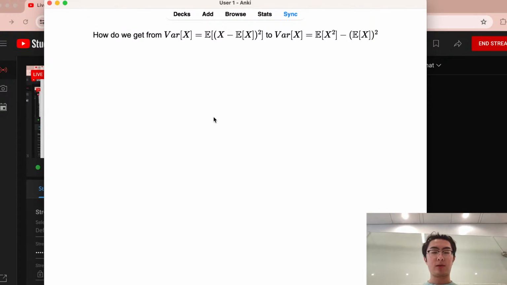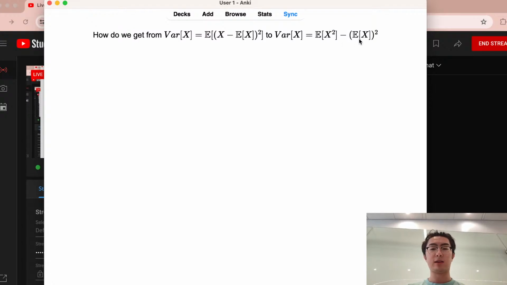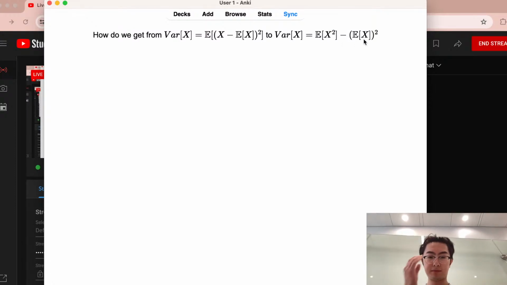Alright, so now we're getting into the statistical part of portfolio management. So, variance of x is equal to the expected value of x minus the expectation of x, squared. So, how do we get from that to variance of x is equal to expectation of x squared minus expectation of x, squared?